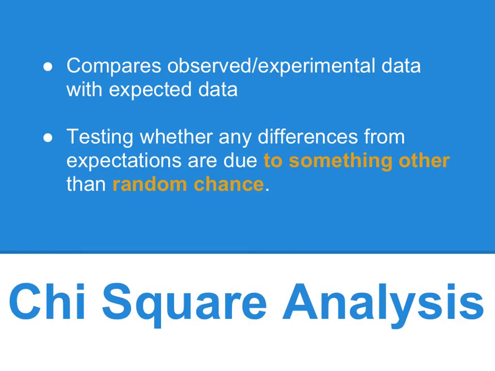The chi-square analysis is a statistical test. It is a test that compares observed or experimental data with what we expect to occur. So we're taking our observations and comparing them to expectations. And we want to be able to conclude, are our observations significantly or statistically different than what we can expect to occur due to random chance alone?